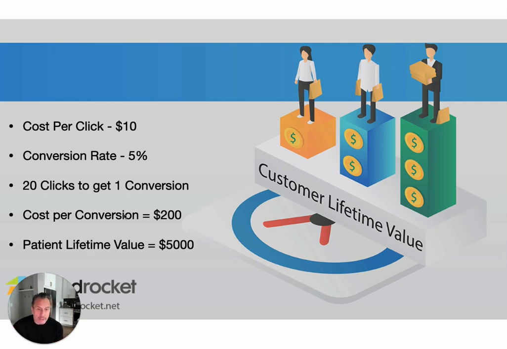So just looking at the numbers here, 20 clicks to get a conversion would give you a cost per conversion of $200. Now let's say that because the advertising should be very focused and on point, 50% of anybody who fills out a form becomes a patient. Well, that means that this isn't your true cost per conversion. If 50% of them convert, then the cost per conversion is really $400, right?